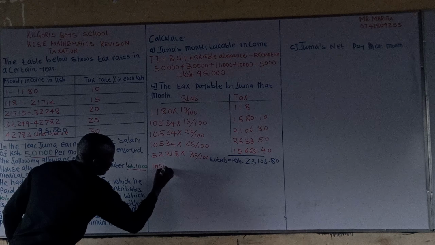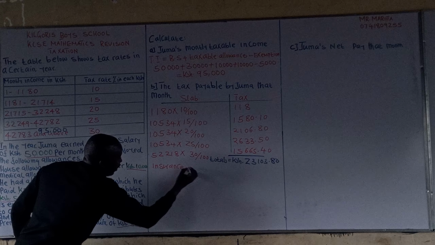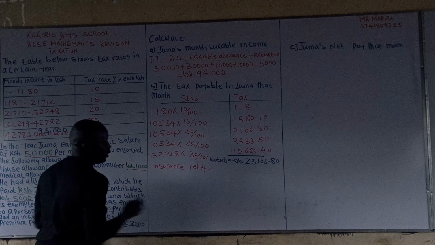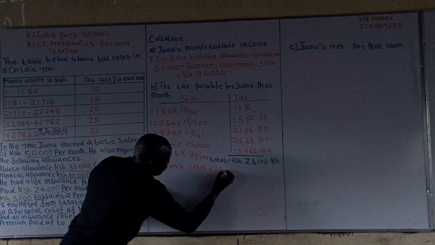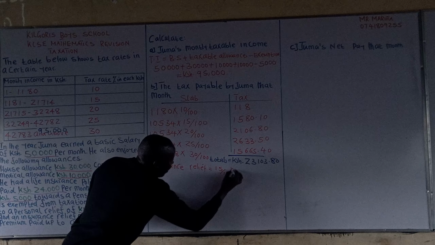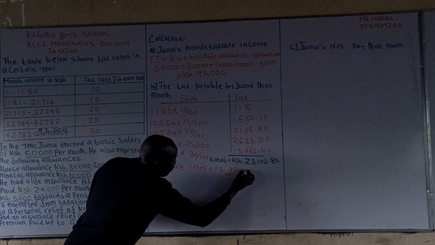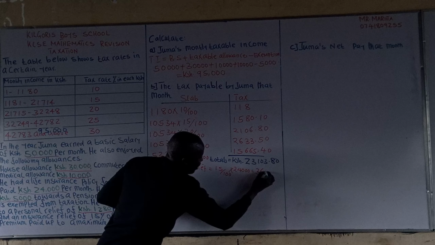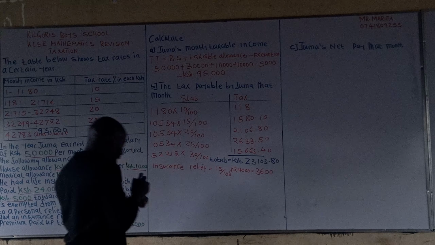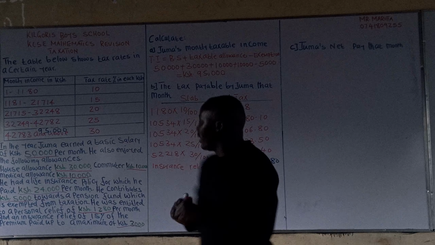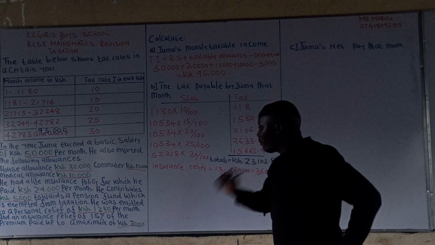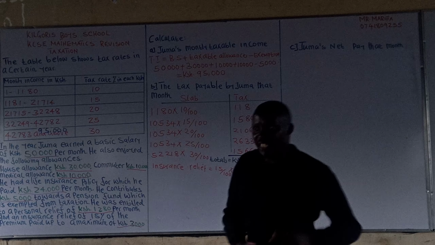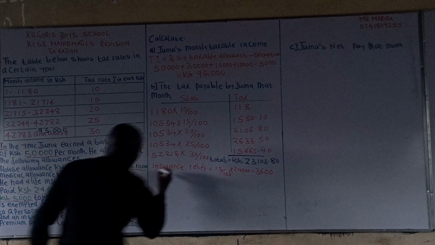So in that insurance policy relief, this one is equivalent to 15% of 24,000, which will be equivalent to 3,600. But in that case, it was being given the premium 15% of the premium paid up to a maximum of Kenya shillings 3,000. So we have a maximum here.